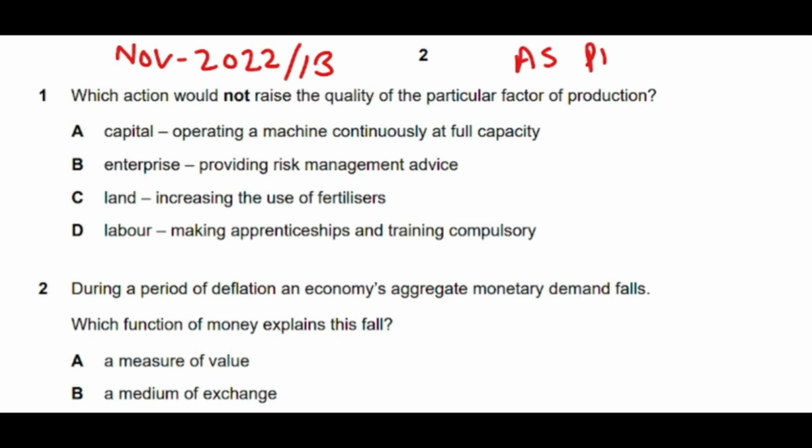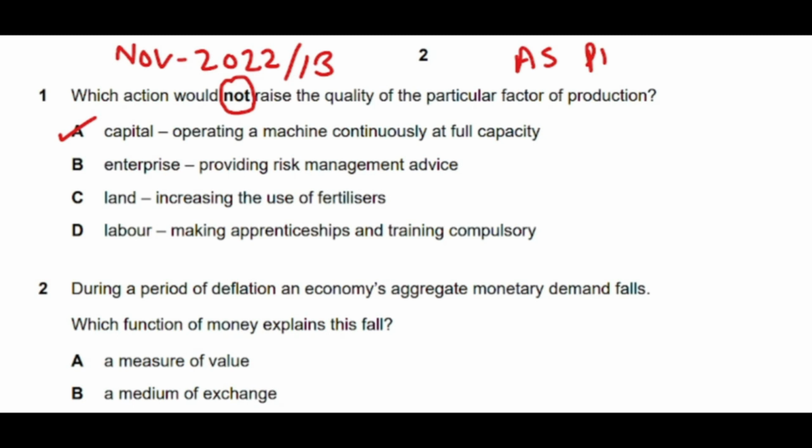Starting with question number 1, which action would not raise the quality of a particular factor of production? The examiner generally bolds this word "not", but most of the time students ignore this, so keep in mind this is the important word you have to consider. So option A is the correct answer. The scheme is the same. You can stop the video, read the question carefully and try to figure out what the answer should be, then listen to the logic that I am going to explain.